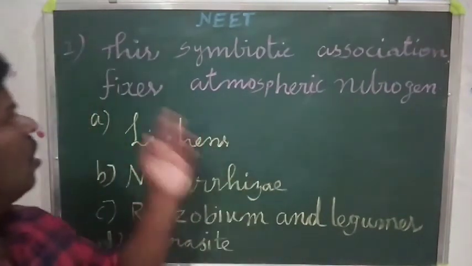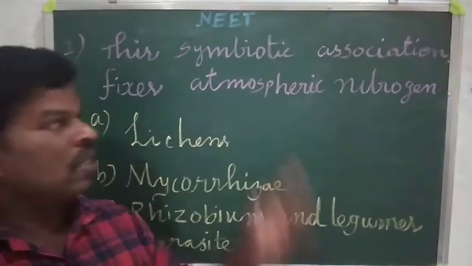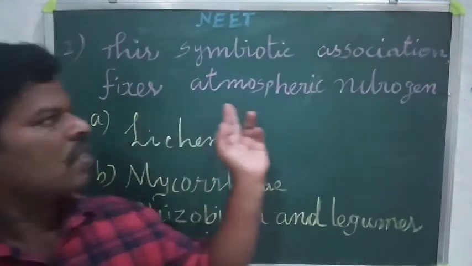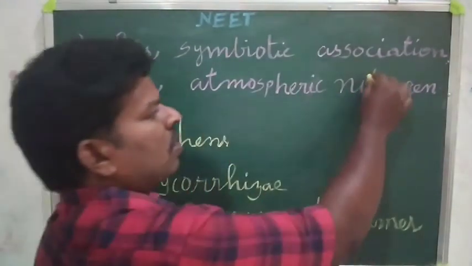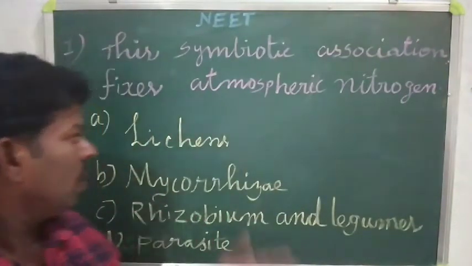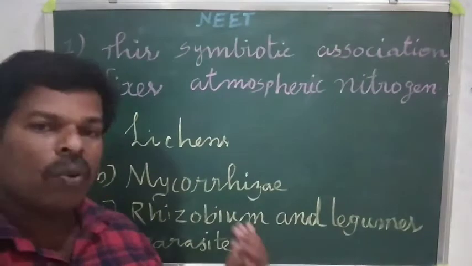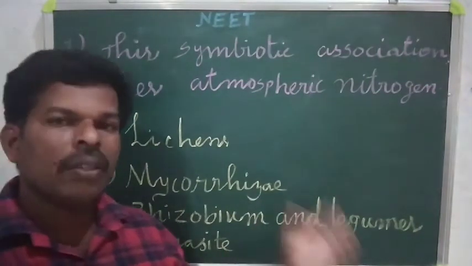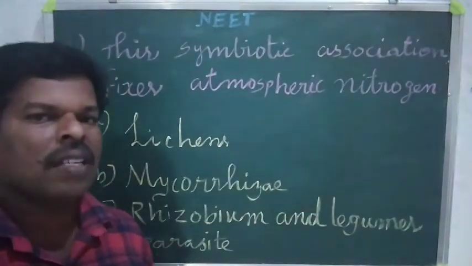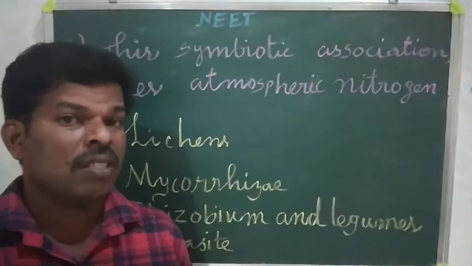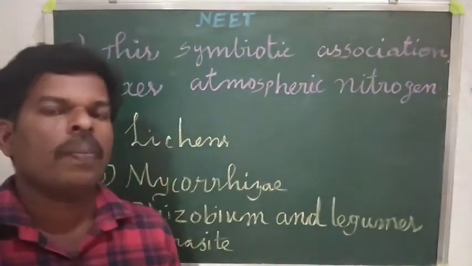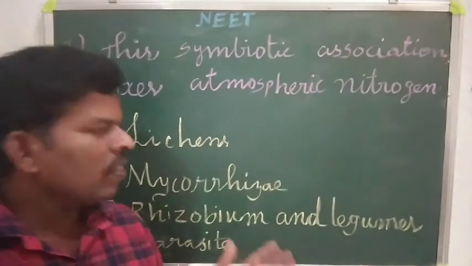See the first question. Which symbiotic association fixes atmospheric nitrogen? Can you understand the question? Can you guess the answer? They give four options: lichens, mycorrhiza, rhizobium and legumes, and parasites. Which is the correct answer? If you know, write it on paper and check whether the answer is correct or not. Otherwise, I will tell the correct answer.